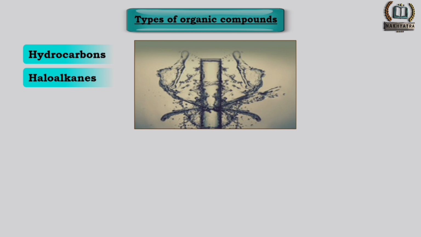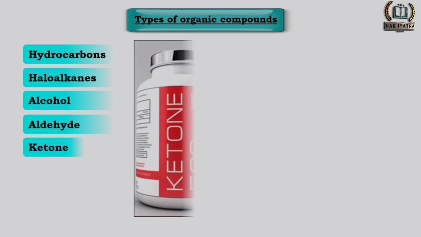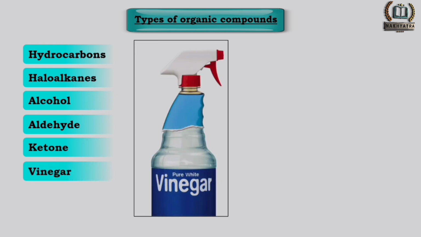Second is haloalkanes: alkanes containing one or more halogen substituents. Third is alcohol. Fourth is aldehyde. Fifth is ketone. So see, the alcohol, aldehyde and ketone are functional groups, which we will study later on. The last is vinegar. So these are the types of organic compounds.